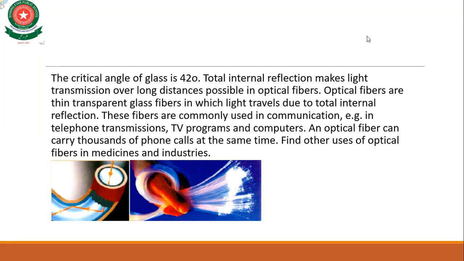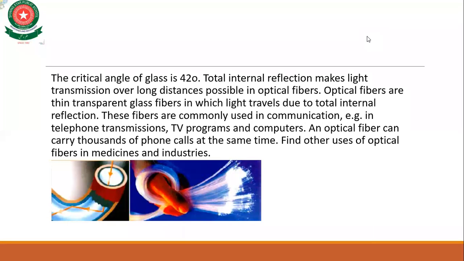So basically, what are optical fibers? They are thin transparent glass fibers in which light travels due to total internal reflection. Now, where are the fibers used? Fibers are used in telephone transmissions, TV programs and computers, and also the cables through which we use the internet. So we can say internet cables and also other TV cables.